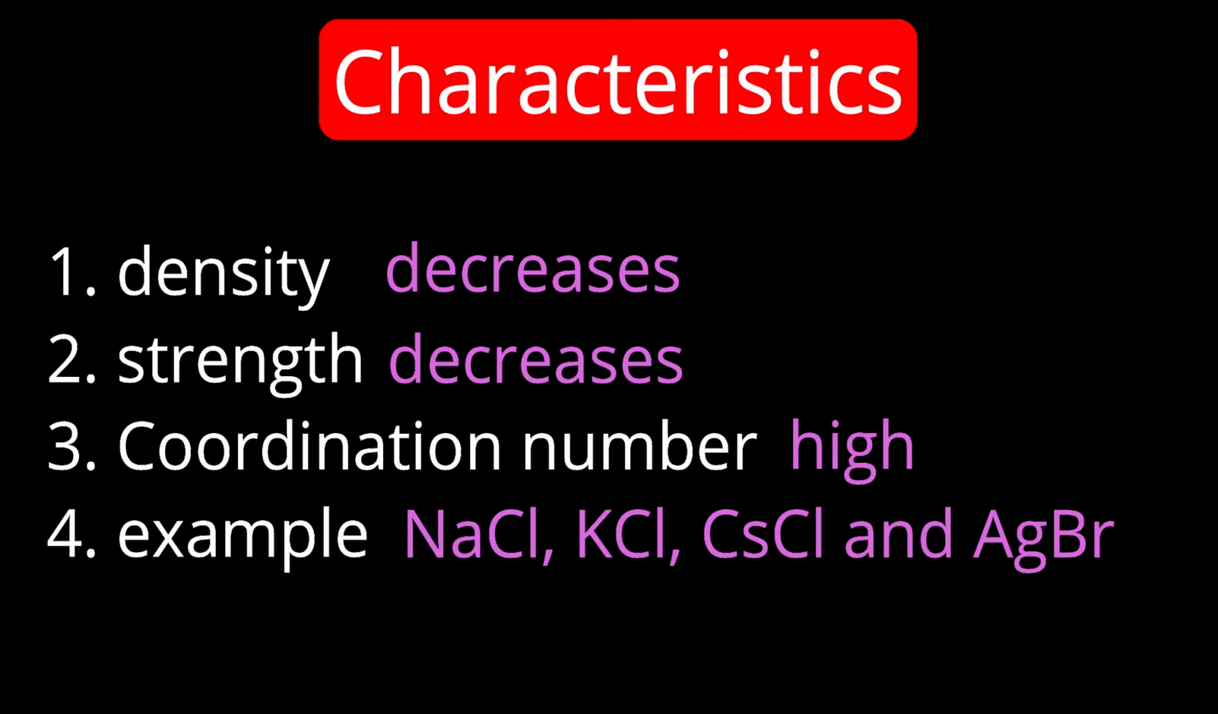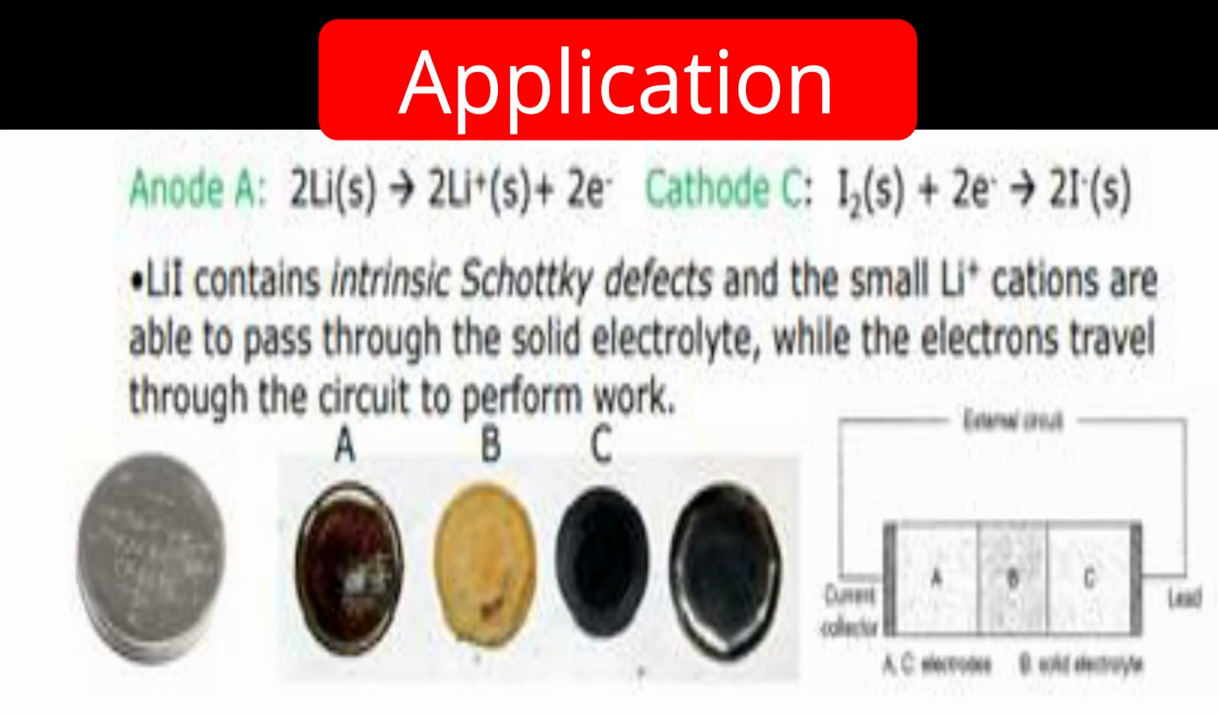Examples for this Schottky defect, they do bear the rock salt structure. And examples are sodium chloride, potassium chloride, cesium chloride, and silver bromide. The silver bromide shows Frankel defect also. Here is the importance of Schottky defect.